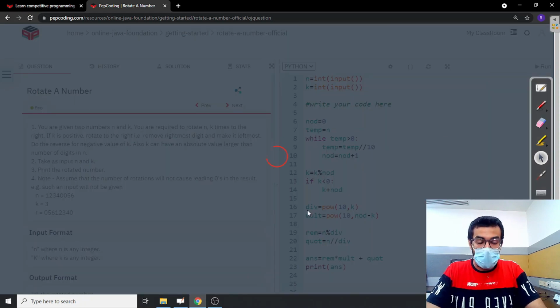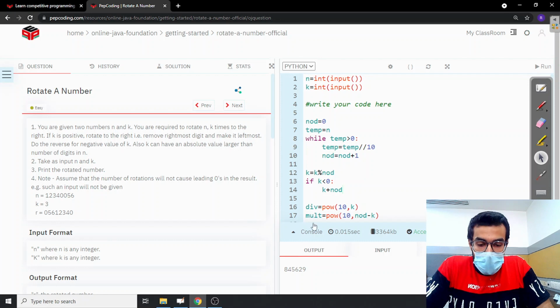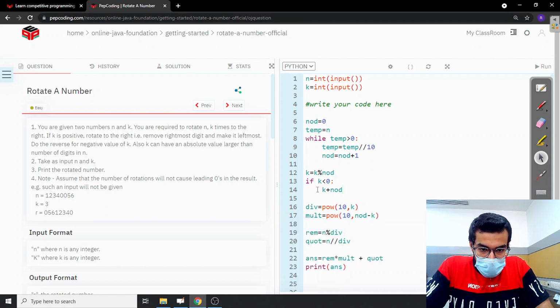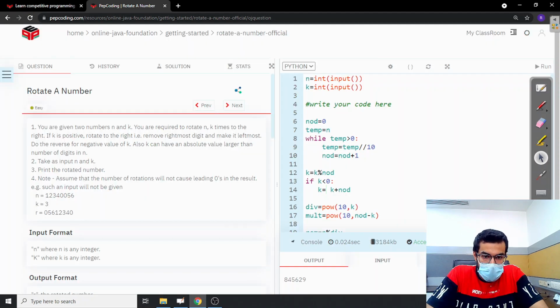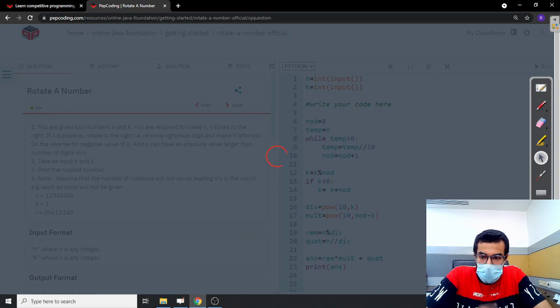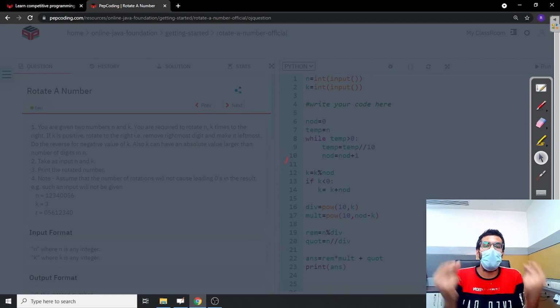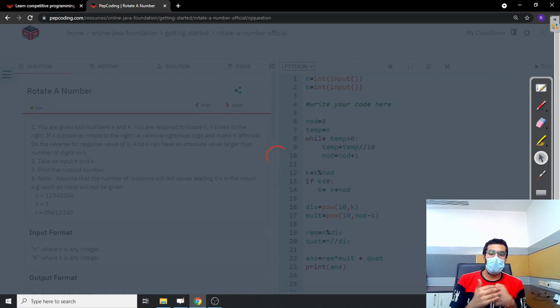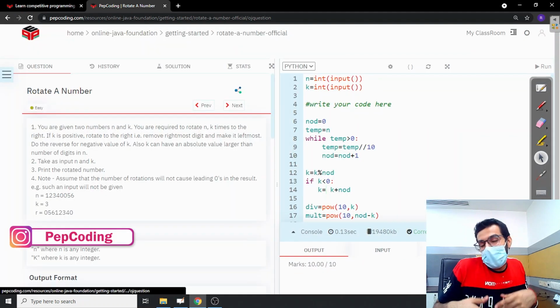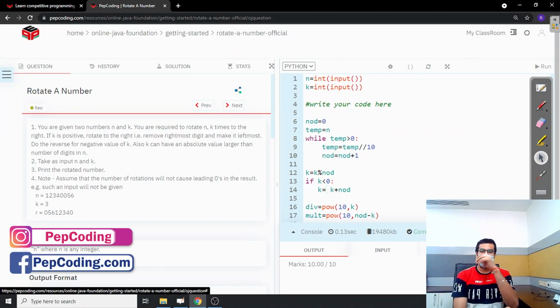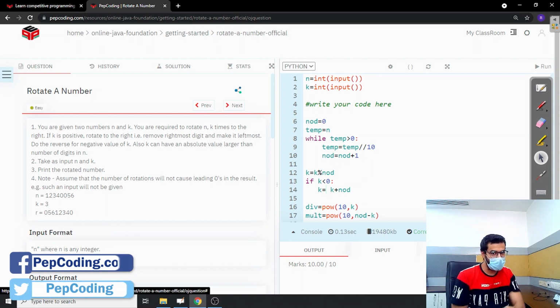Here an error will come because I have not put the value of k equal to k plus NOD. Now this will work. Okay, let's submit it, and our code will work perfectly fine, and we are ready to do the Coders dab if this particular bar runs. So yeah, we are ready to do the Coders dab.